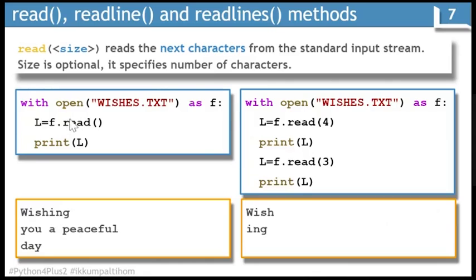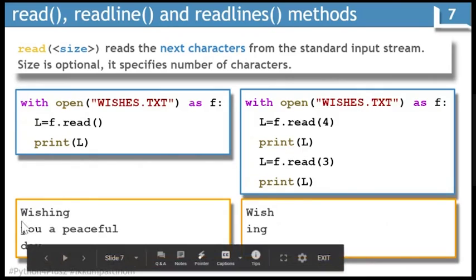So you can see here we have opened the file. After opening the file, if we write L is equal to f dot read, it is going to read the entire content of the file. Once the entire content is loaded in L, we can simply write print L, so it is going to display the entire content. Let's assume the file contained 3 lines in it. Wishing you a peaceful day.